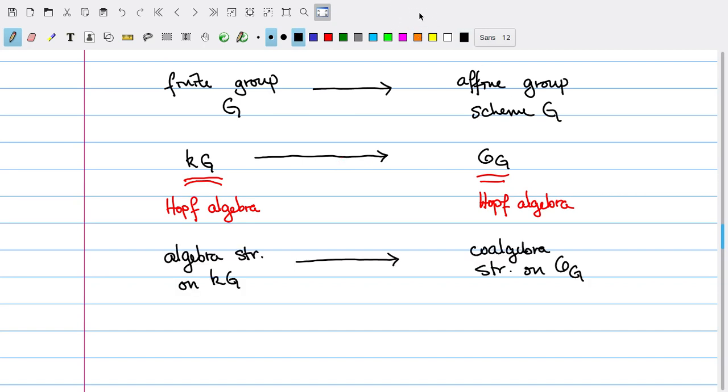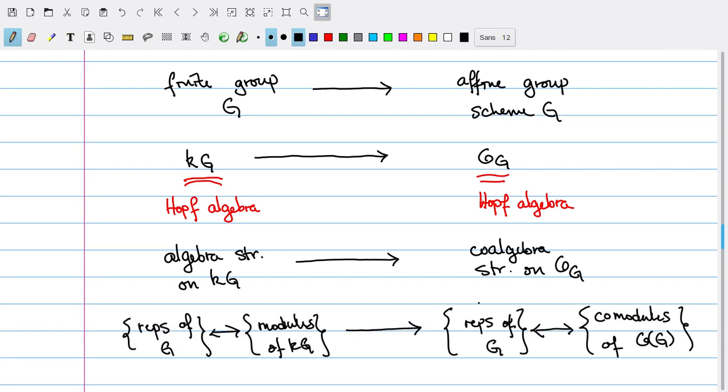Now, as we said before, I can view any representation of G as just a KG module. In this same way, I would expect any representation of our affine group scheme G should have some sort of alternative description as a co-module of OG. To summarize, the one-to-one correspondence between representations of G and modules of KG in the finite group case should translate somehow to a one-to-one correspondence between representations of G and co-modules of OG in the affine group scheme case. This motivates at least the discussion of co-modules.